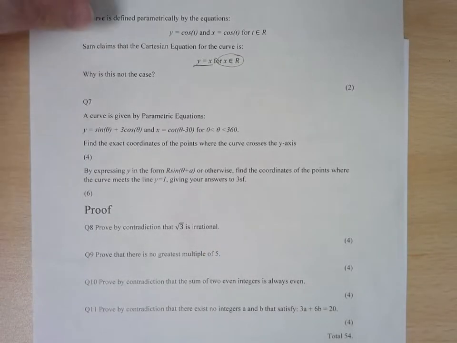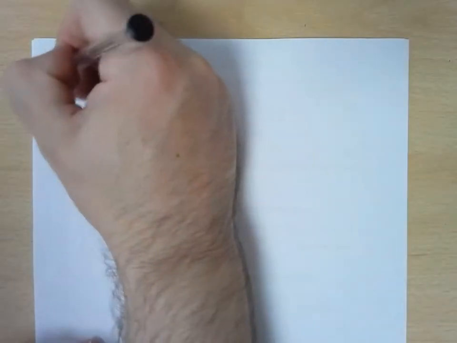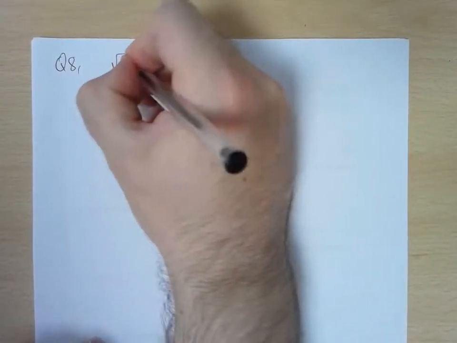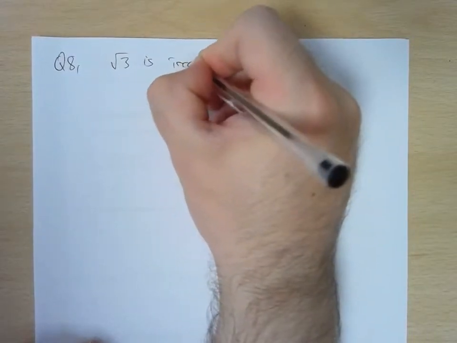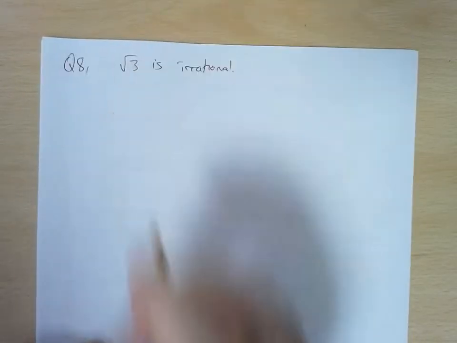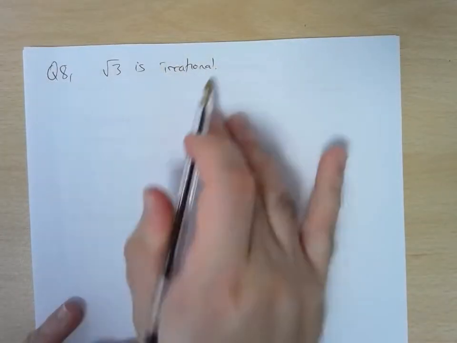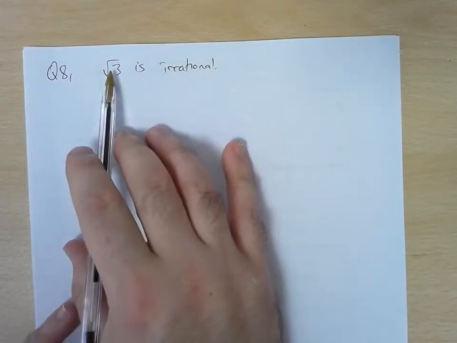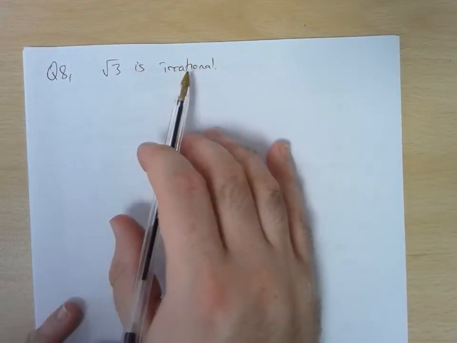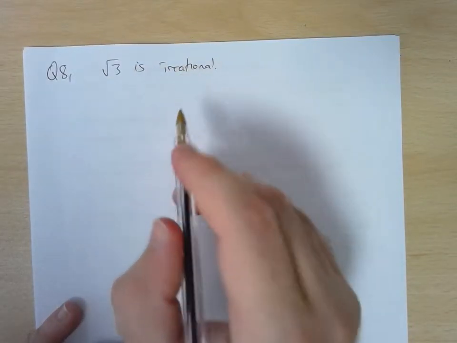So we're going to have a look at this first one. So this is question 8, prove root 3 is irrational. So the first step for all proof by contradiction questions is to work out the mathematical opposite of this, which is going to be root 3 is rational. Now rational just means we can write it as a fraction. So I'm going to write that down.